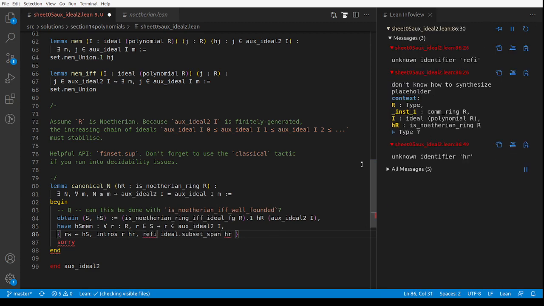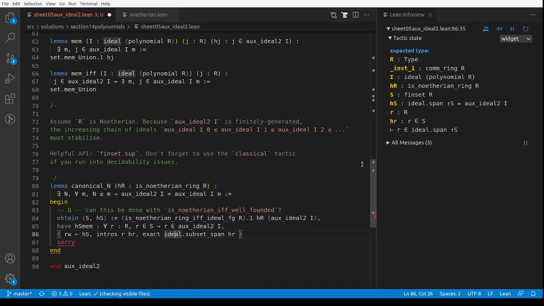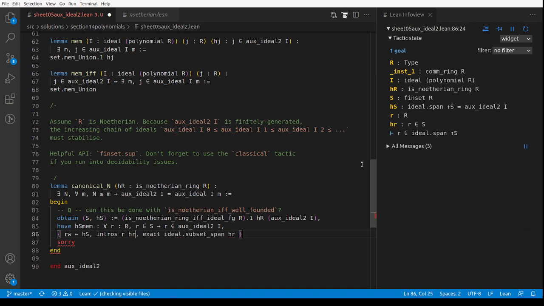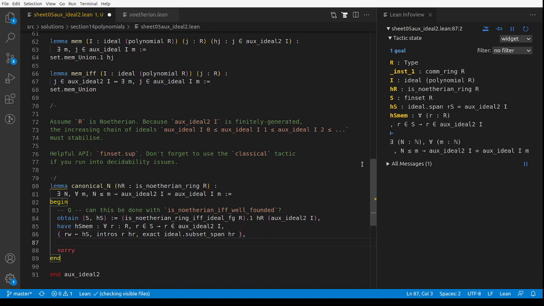So this is exact this thing here, and so now you do wonder whether I can get rid of this HR. I can't. How annoying. Okay, so that's why HS-mem is true.